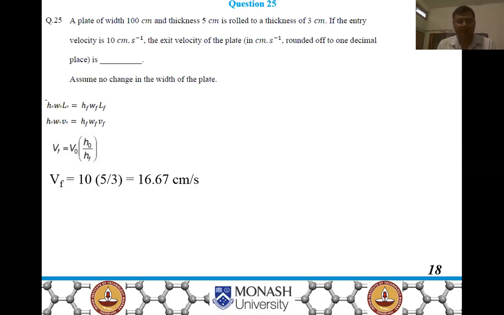So H0, W0, L0 will be equal to HF, WF, LF, where H is the height, W is the width, and L is the length. If we divide both sides by the time, H0, W0, V0 is equal to HF, WF, VF, where V0 is the velocity at the entry, and VF is the velocity at the exit. So width has not changed, so W0 and WF will cancel out. So VF will be equal to V0 H0 upon HF. So VF will be equal to 10 into 5 by 3, which is 16.67 centimeter per second.